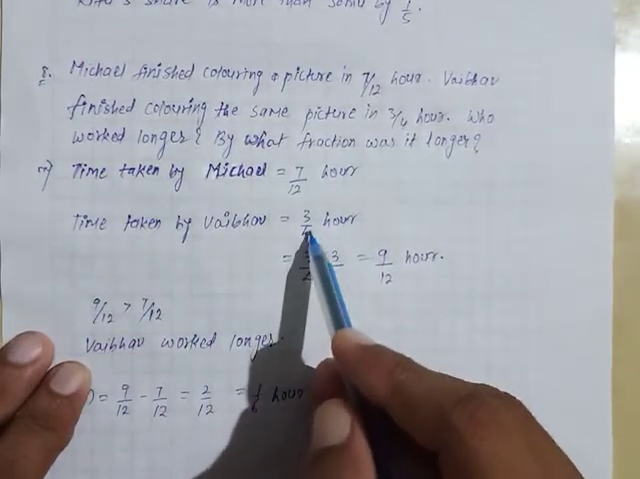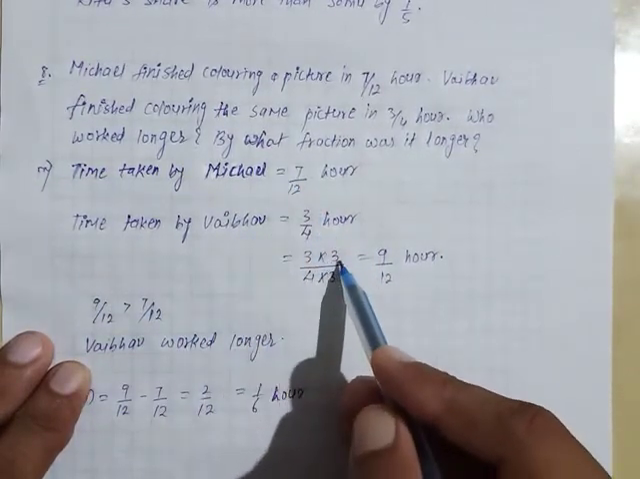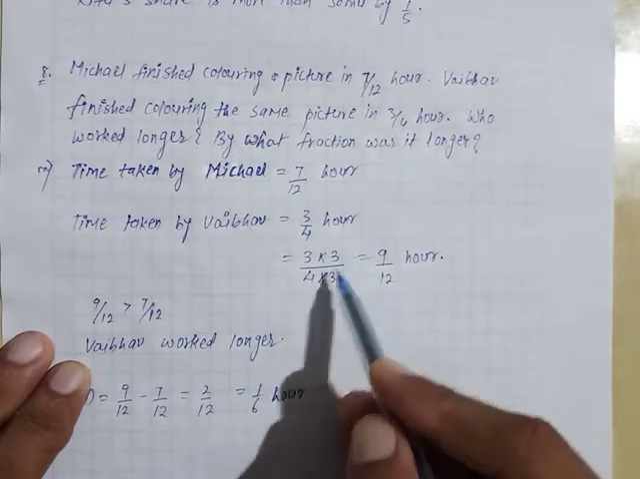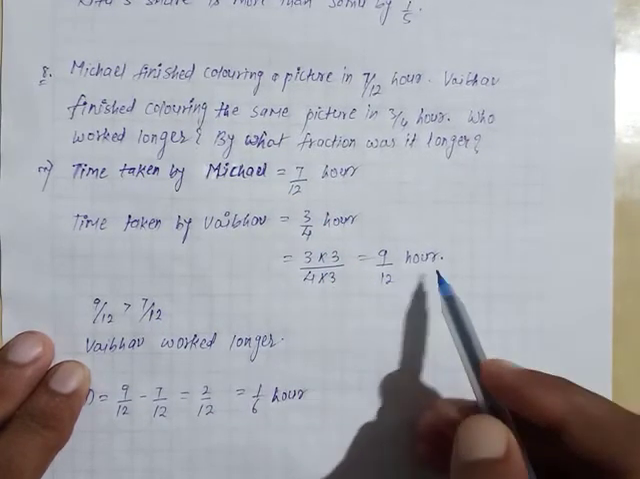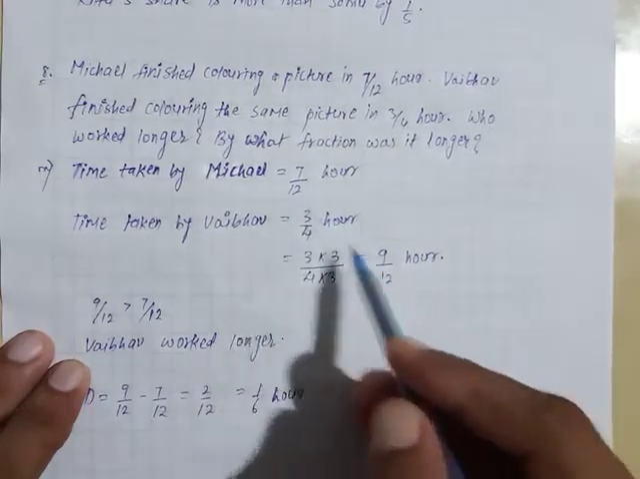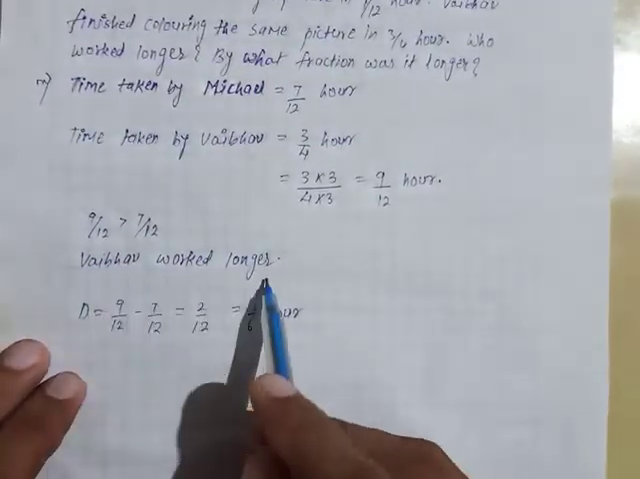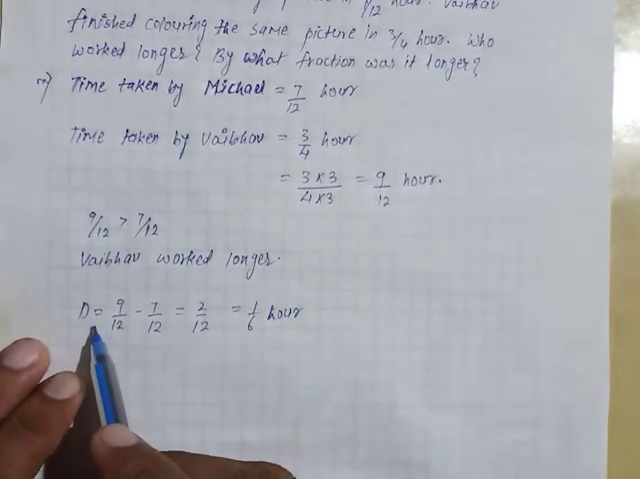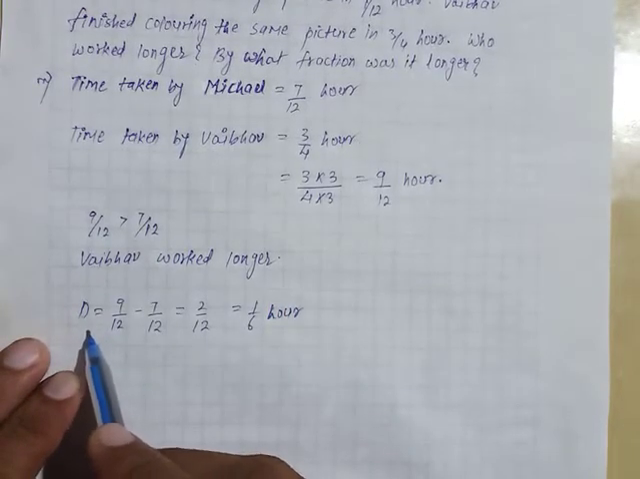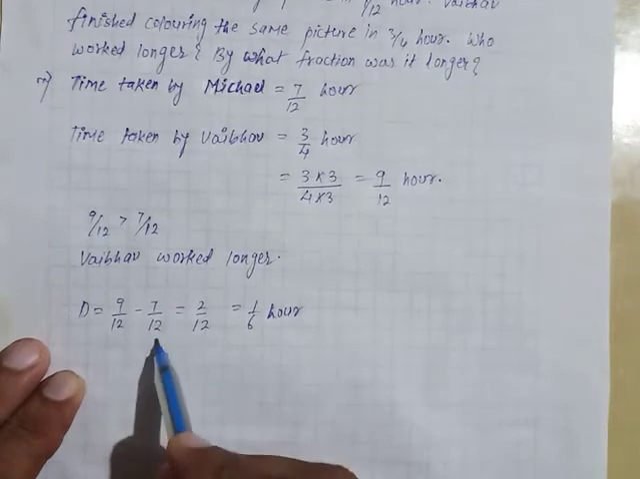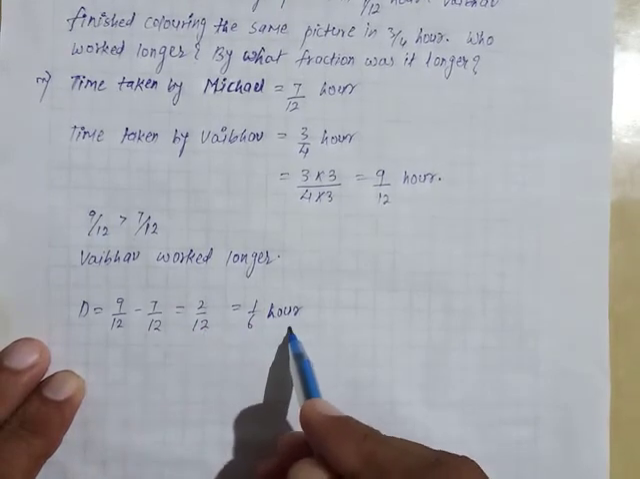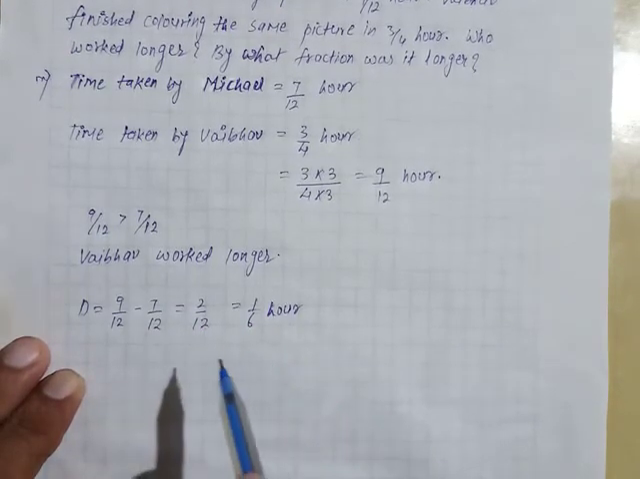To make its denominator 12, we can multiply it by 3. Therefore, 3 into 3/4 into 3, it becomes 9/12 hour. So you can see here 9/12 is greater than 7/12. So you can say that Vaibhav worked longer. How much? Calculate it by difference. D is equal to 9/12 minus 7/12. It becomes 2/12, which is equal to 1/6 hour. Means Vaibhav takes 1/6 hour more than Michael.